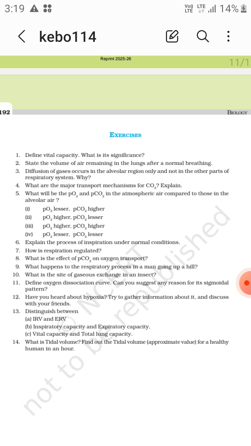Now what is the effect of partial pressure of CO2 on oxygen transport? Higher the pCO2, lower is the oxygen-heme bond. So lower the partial pressure of CO2, higher is the oxyhemoglobin bond, right?